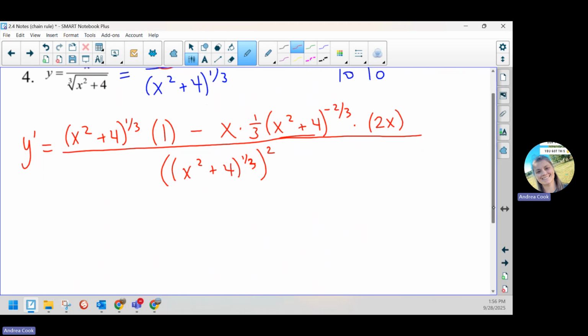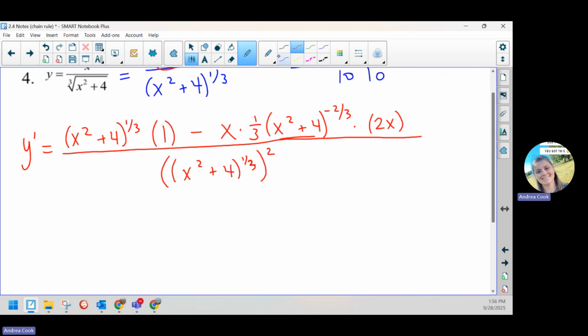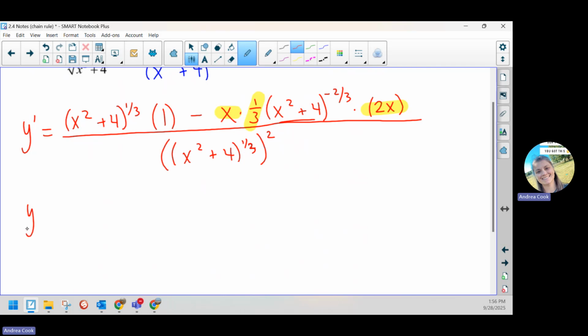We have to get rid of our negative exponents. We have this term and that term that are all being multiplied that we can write as a single term. So I'm going to get rid of that 1. I'm just going to write this as x squared plus 4 to the 1/3 minus, and those things in yellow, I'm going to go ahead and combine. So that's going to give me 2/3. And then x times x is x squared. So I'm going to write that on top.